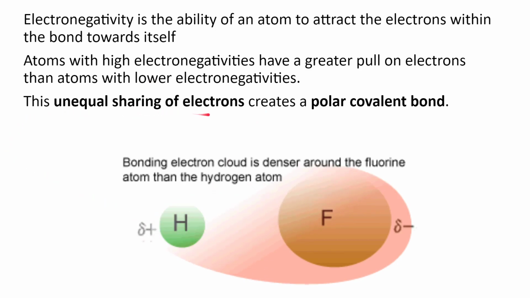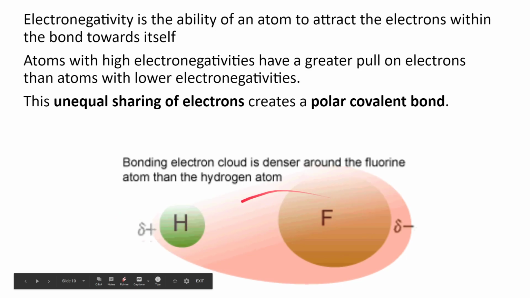This unequal sharing of electrons creates a polar covalent bond. It's a covalent bond because they're sharing electrons, and it's polar because they're not equally shared. So here we can see this is like an electron cloud, which is like a bond between these two atoms. Most of the time the electrons are around the fluorine, so it's got this negative charge, and hydrogen has not a full positive charge, we call this a slight positive charge around the hydrogen. Okay.